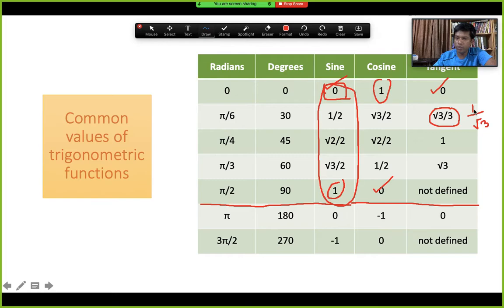Then just 1 by root 3. 1 comes first because this is in the numerator, in the upper position, so it comes first, then root 3 comes. As I said, I will talk about this. I said this is undefined.